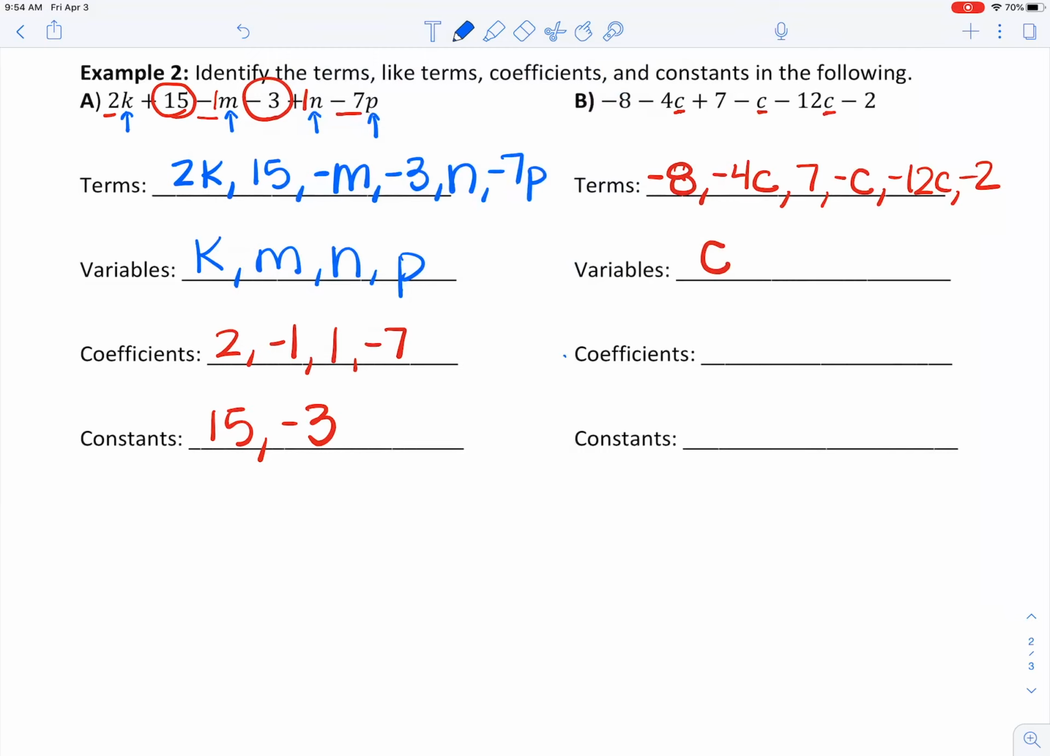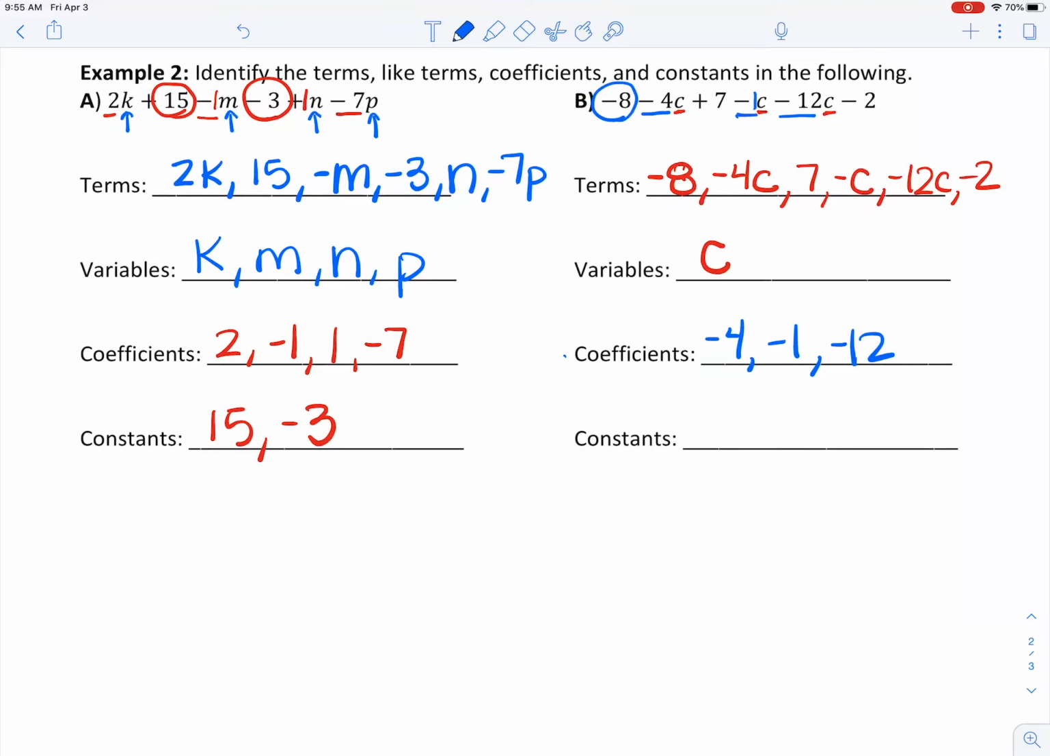Now I'm looking for the numbers. Coefficients mean the number in front of the variable. So we have a negative 4 in front of that first c. We do not have a number in front of the second c, but I remember that our hidden number in math is a 1. So because there's a minus sign, this is a negative 1. And what's the number in front of the third c? It's a negative 12.